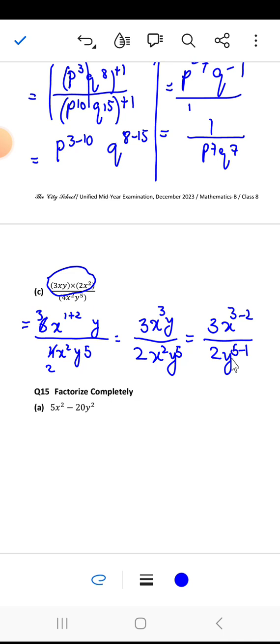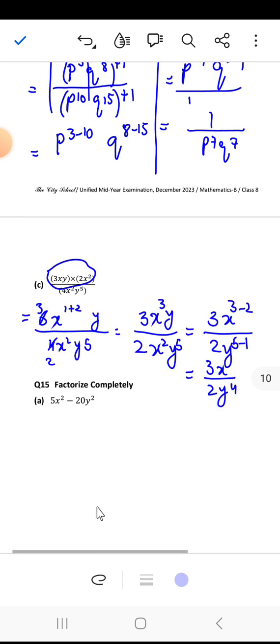So the thing we learned from this step is that we should take it to the bigger power, so that the answer is a positive number. Now the final answer would be 3x by 2y raised to power 4. Right? So moving on to the next question.